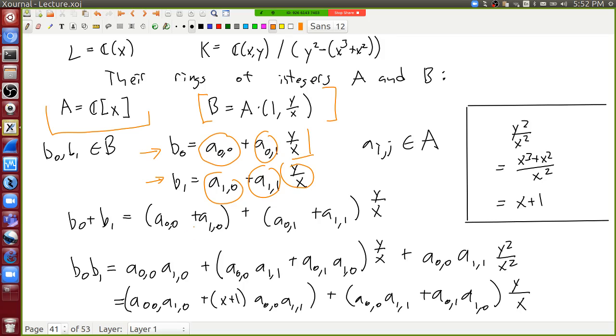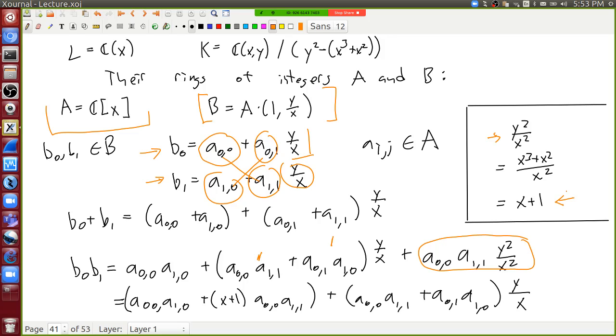Well, I get the A0's multiplying together. I get the cross terms here, and this cross term produces this guy and this guy. And then finally, I get A01 times A11 times y over x times y over x, and that gives me this term here. But if I expand this out, y squared is just x cubed plus x squared. It cancels with the x squared and gives me x plus 1. Of course it does. This is the integral closure.